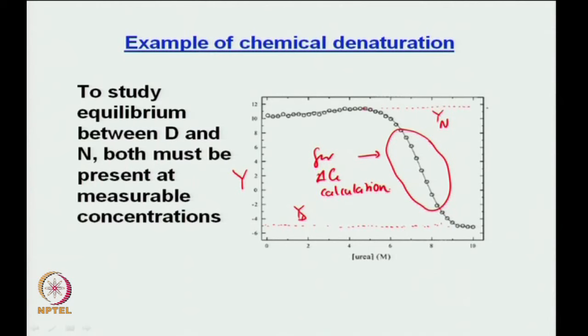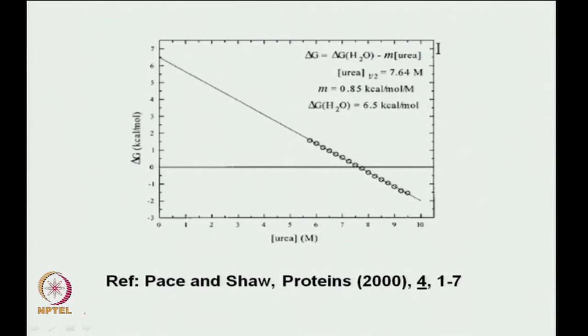So, you can see one thing, only within a very narrow region of the concentration of denaturant do you have the delta G values. Whether you are on the top, below that denaturant concentration range, or above that, your delta G does not have much of a meaning, because the respective species are not present in measurable amounts, as simple as that. Is that clear? Now, this is from the paper by Pace and Shaw, Proteins 2000, I have given it, essentially I have taken the figure from there.